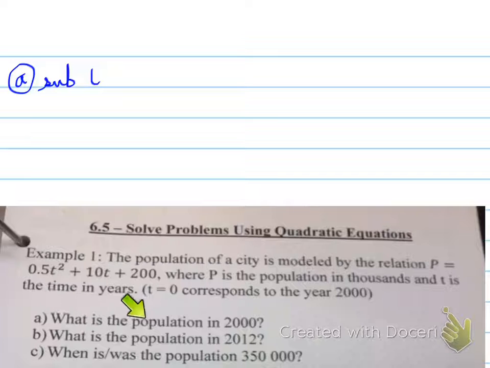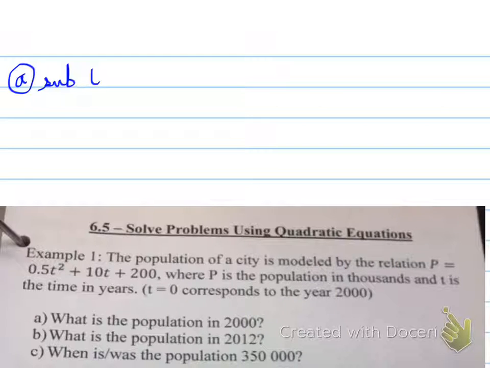Now, part A, what is the population in 2000? Part B, what is the population in 2012? And part C, when is or was the population 350,000? So we'll work on that. Now keep in mind something important here, that P is the population in thousands. Keep that in mind when we're answering the questions.